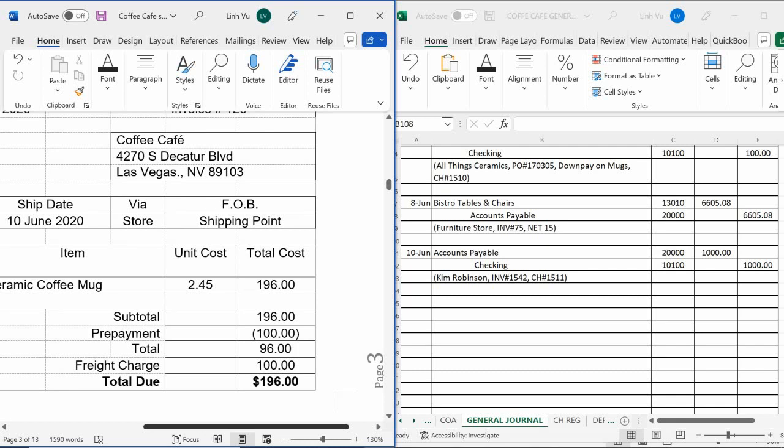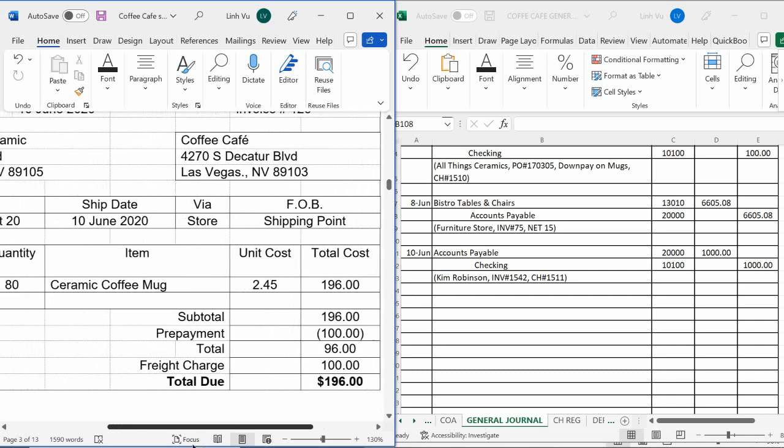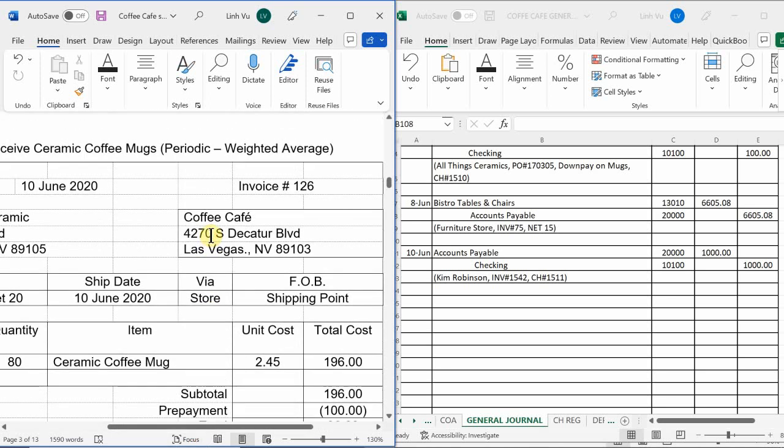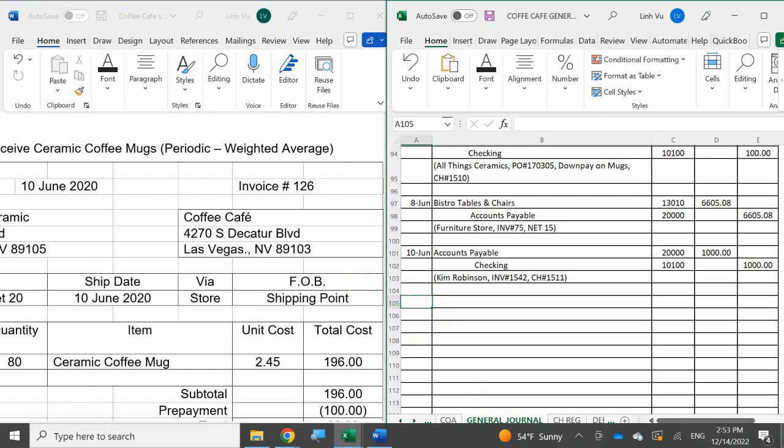We got the prepayment applied, so now we only owe $96. Plus, we got charged for shipping and handling for $100, right? So therefore, you owe on this bill $196. Okay? So again, this is an inventory purchase. Now, in this case, how do we record inventory purchases in our books? How do we record that we purchased inventory?